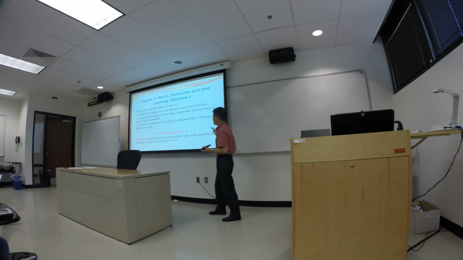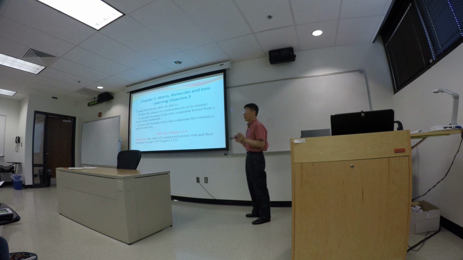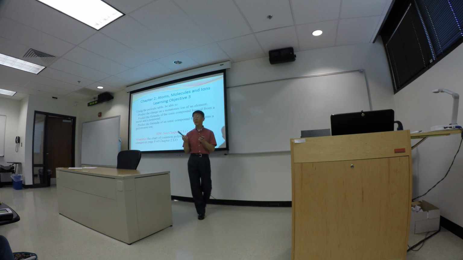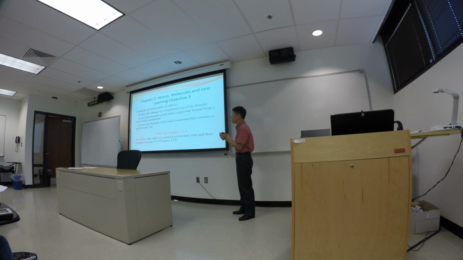ionic compound, and also be able to produce a formula for an ionic compound that contains what we call a polyatomic ion. Now, polyatomic ion is in contrast with the monatomic ion. Poly and mono, poly means more than one type of element involved in there. Okay. So basically, we're asking you to be able to write out the formula.